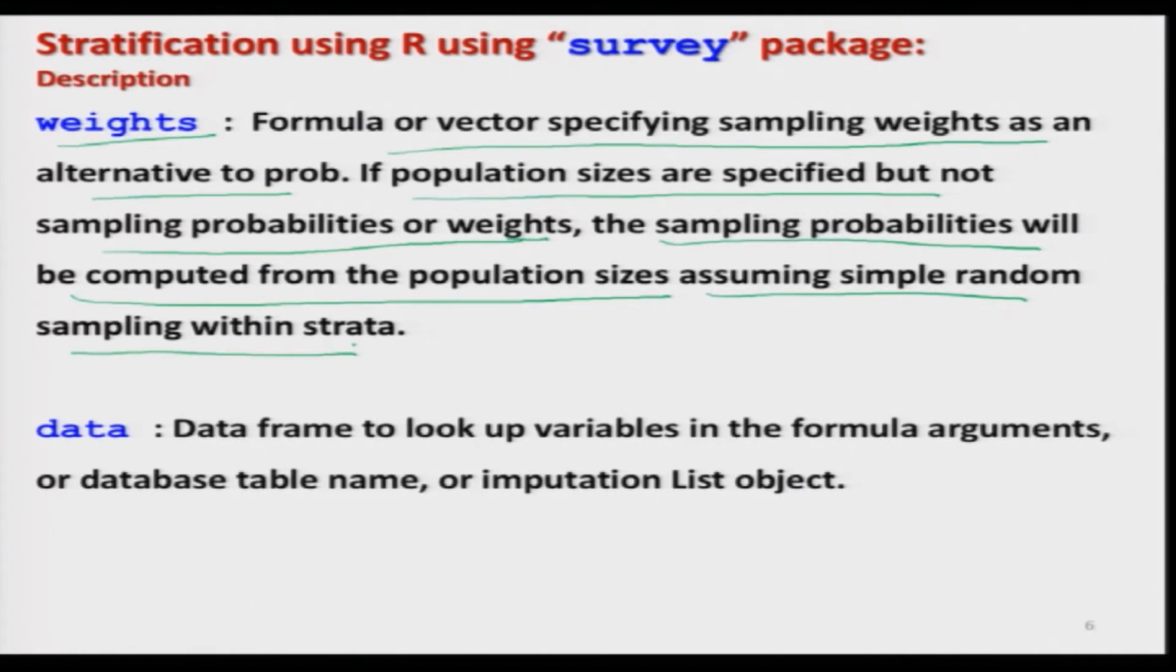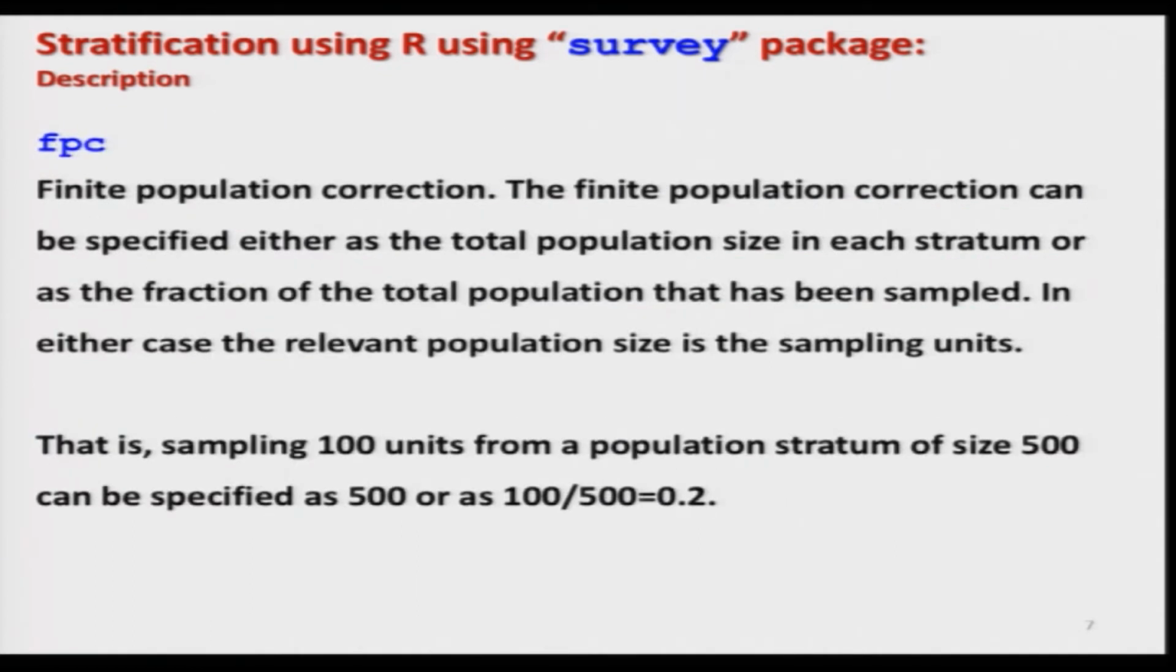So, that will be computed automatically, and then there is an option here, data. This will specify the data frame to look up variables in the formula arguments, or this will be a database table name or imputation list, whatever you want. And then another option here is fpc. It is a finite population correction.